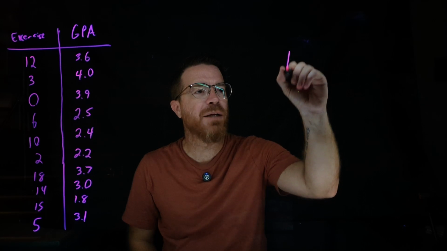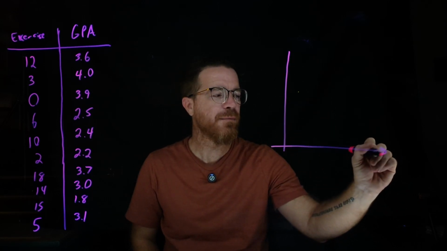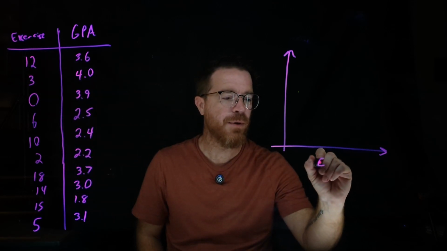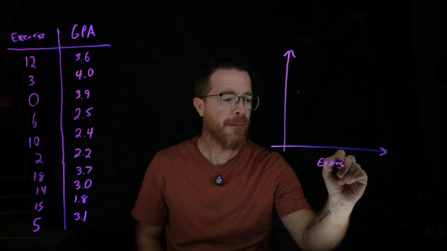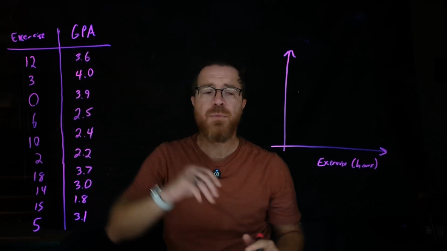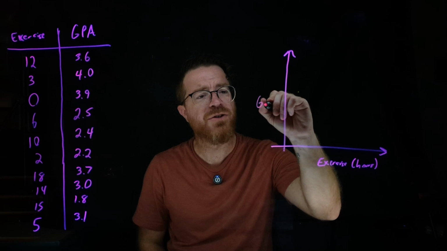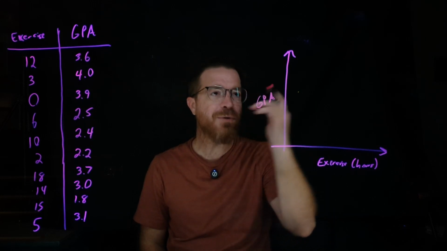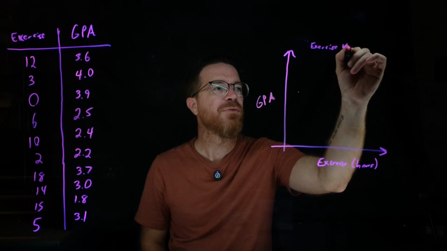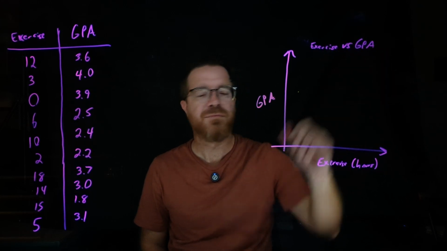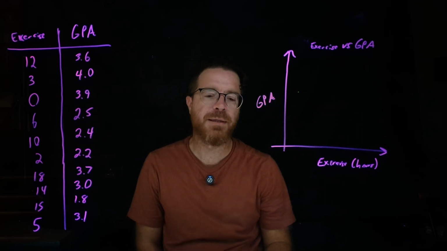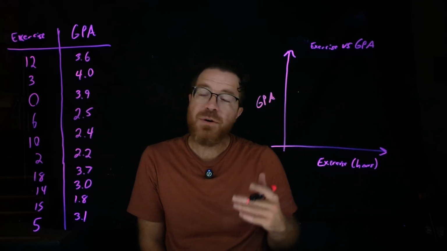So we're going to start again by drawing our x and y axis. Our x-axis is the amount of exercise in hours. So we'll put exercise, and I'll just put a little parentheses, hours. And then the y-axis is going to be their GPA. And then for title, I'll just put something like exercise versus GPA, right? But you might want to put something a little more catchy, like does exercise impact GPA, something like that. Okay, so now we're going to figure out our scale.